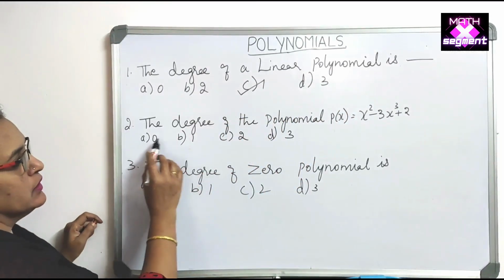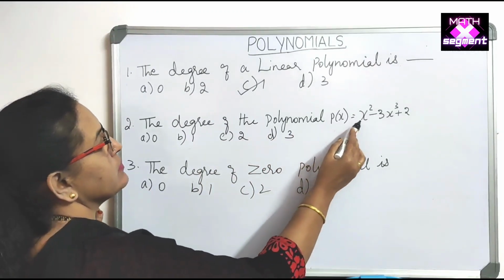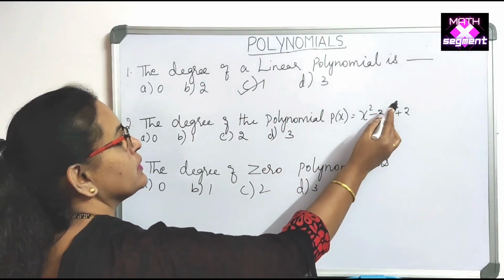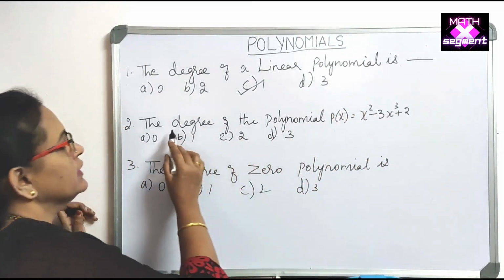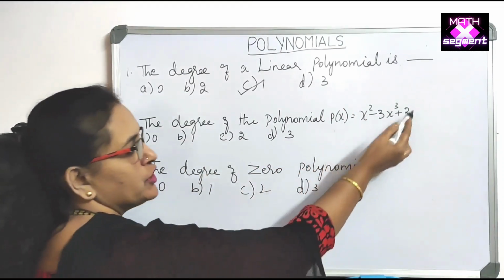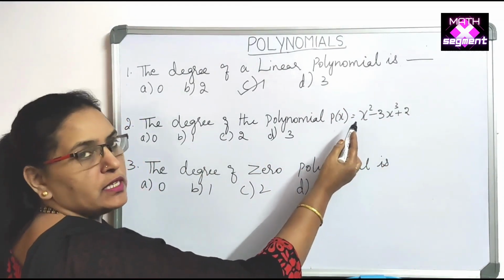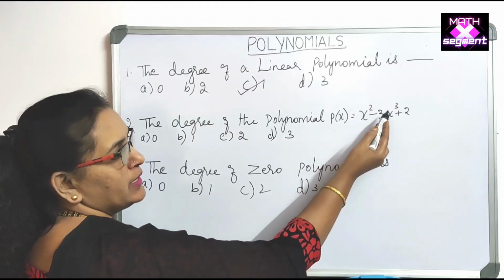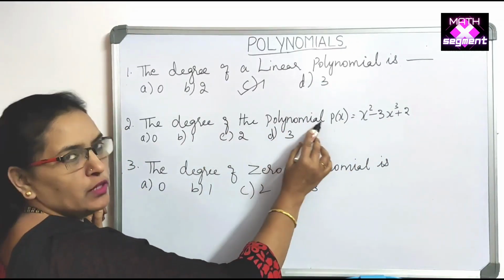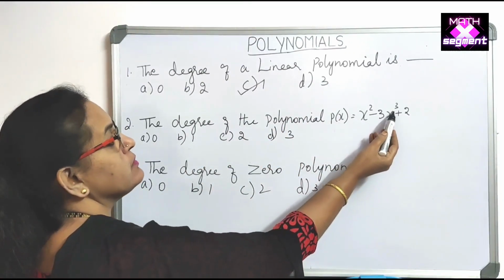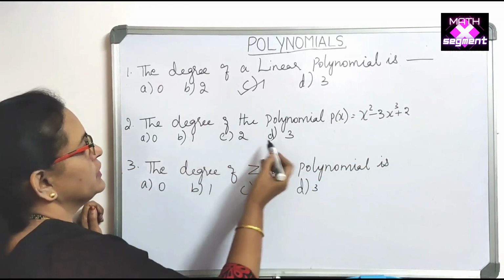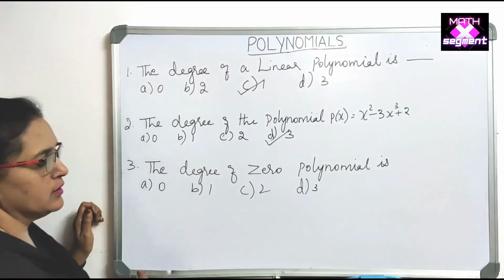The next question, the degree of the polynomial p of x is equal to x square minus 3x to the power of 3 plus 2. So here the equation of the polynomial is given, and we have to see the highest power. Which is the highest power? That itself is the degree of the polynomial. So here the highest power is 3. So the option D is the correct answer.